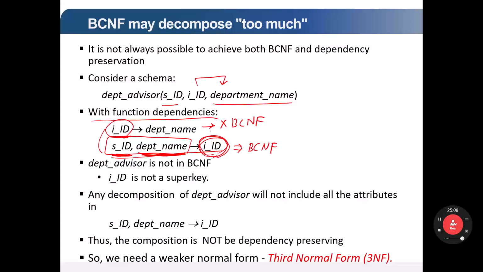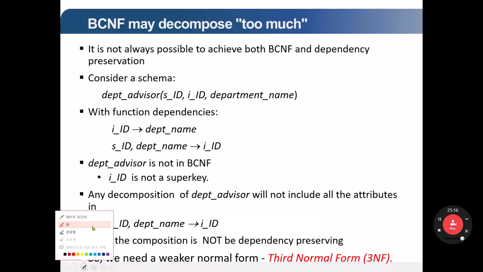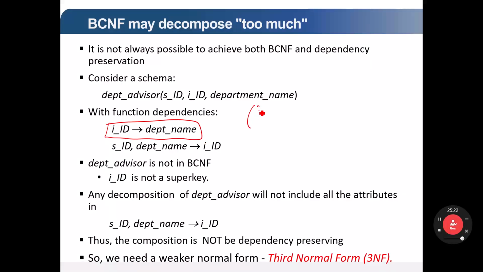So what do we do? We need to decompose it. How can we decompose it? So this is the problem. So we will take instructor ID and department name for one decomposed table, and we need to remove the right dependent from the original table. So here we have the original table and department name must be gone. So the second table will be SID and instructor ID.